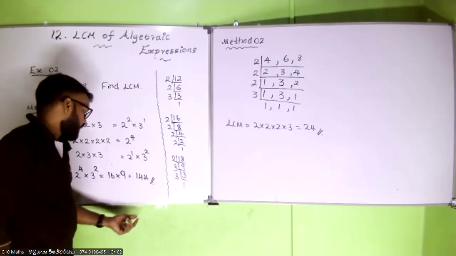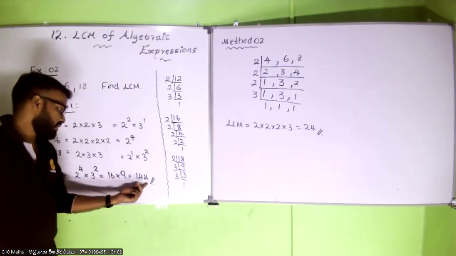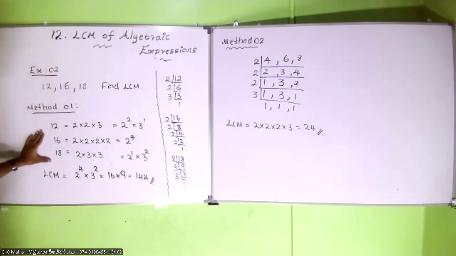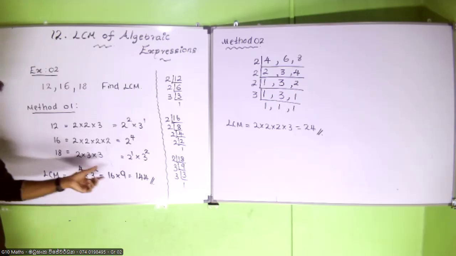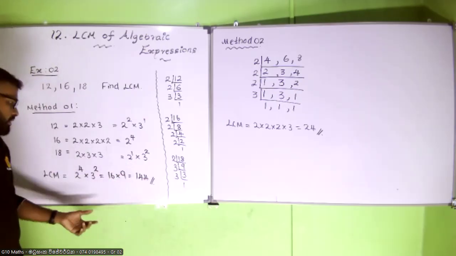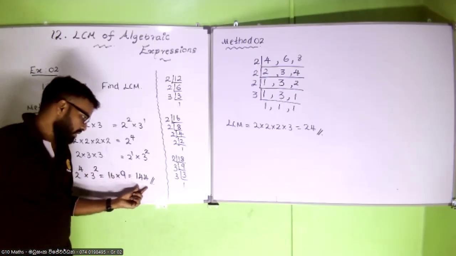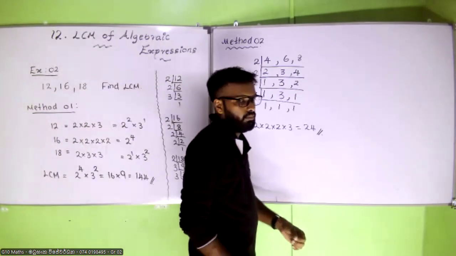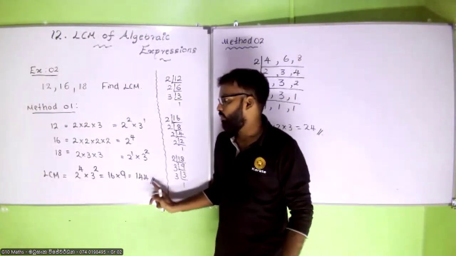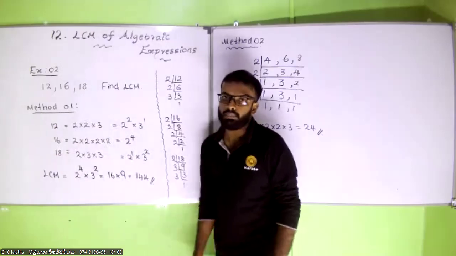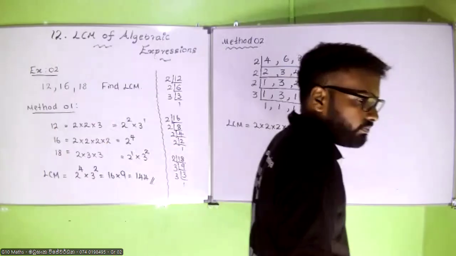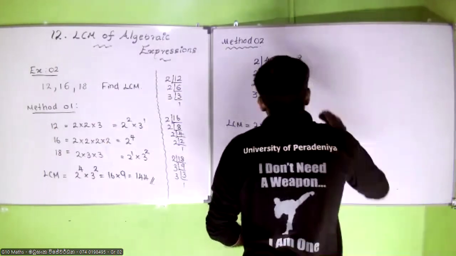The least common multiple of these three numbers is the smallest number that can be divided by all of them without any remainder. So we are telling that this 144 is the least common multiple of these three numbers. Now, if we use method 2.